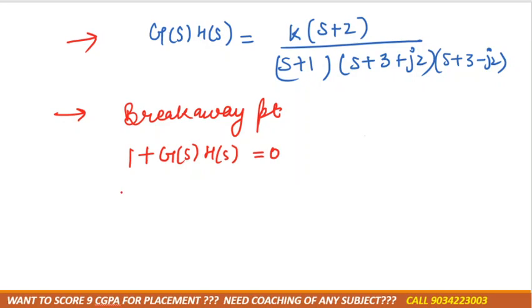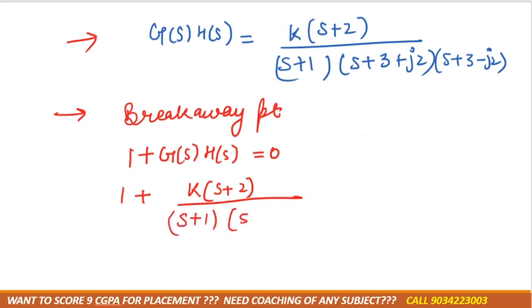is equal to 0. So it would be 1 plus K into (s plus 2) divided by (s plus 1)(s plus 3 plus j2), (s plus 3 minus j2), correct, is equal to 0. Now we have to solve this equation. How can we solve this equation? It's a plus b, right?